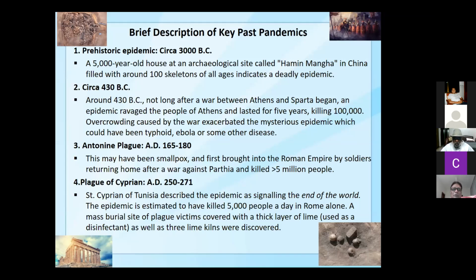This epidemic is supposed to have killed about 5,000 people a day in Rome alone. A mass burial site of plague victims covered with a thick layer of lime, which was used as a disinfectant in those days, as well as 3 lime kilns were discovered by archaeologists.